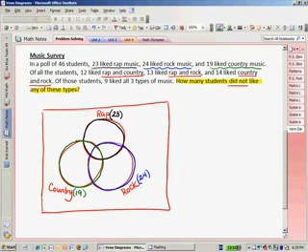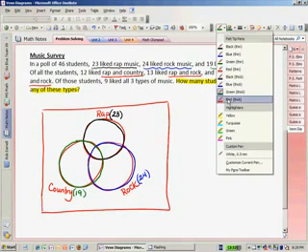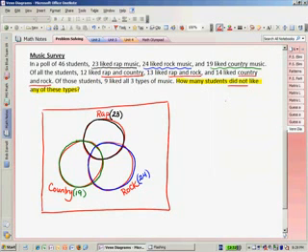I also mentioned up above that sometimes the most important clue to start with is the one that gives you information about all of the topics. And if you look here, I see that 9 students liked all 3 types. And there's only one spot in my Venn diagram in which I can record that. This spot right here in the middle must have 9 students.